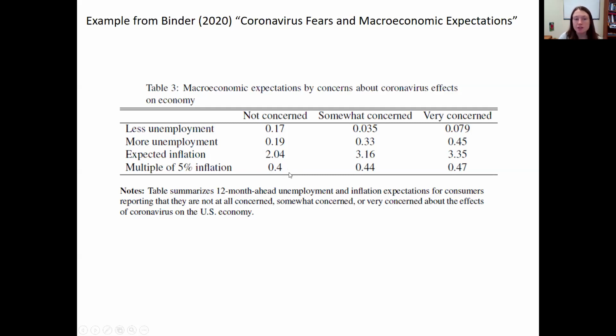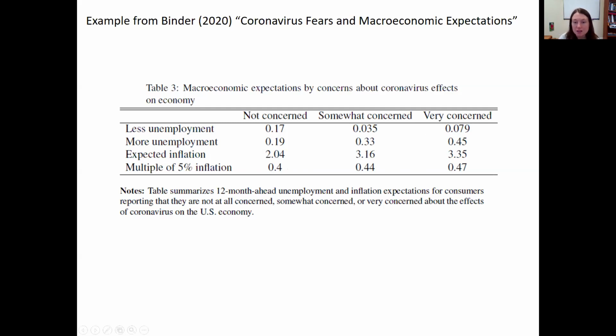Now, if we go over to the respondents who are somewhat concerned or very concerned, far fewer of them expect lower unemployment next year. More of them think that unemployment is going to rise. So we see the more that they're worried about coronavirus, the more they're also worried that unemployment is going to rise.